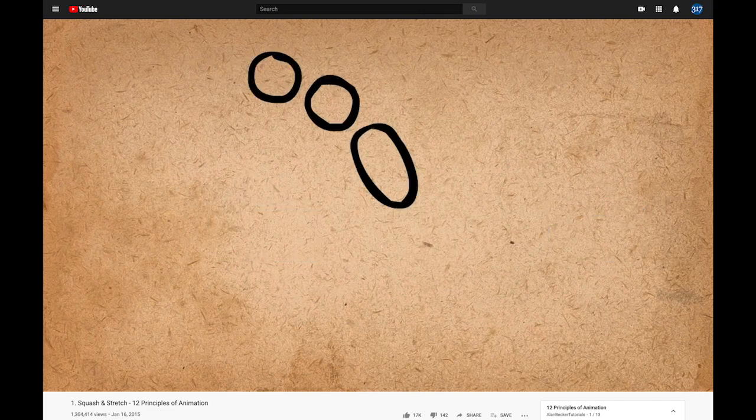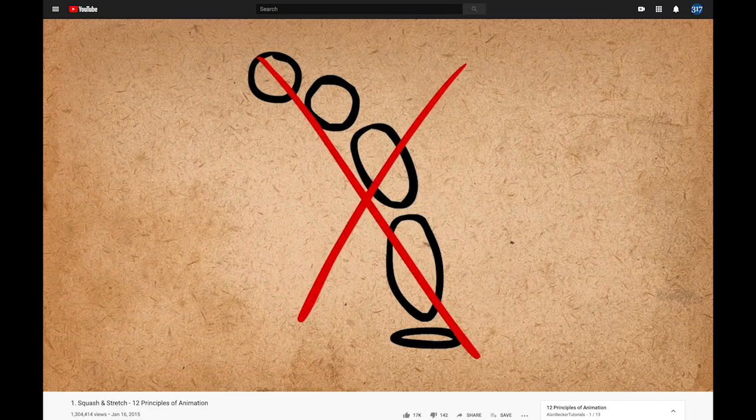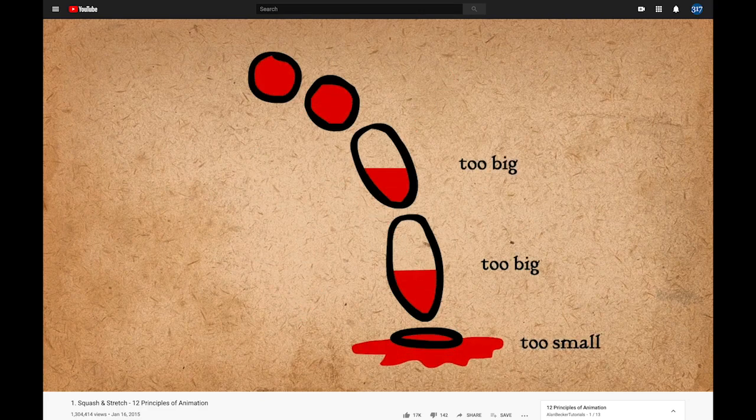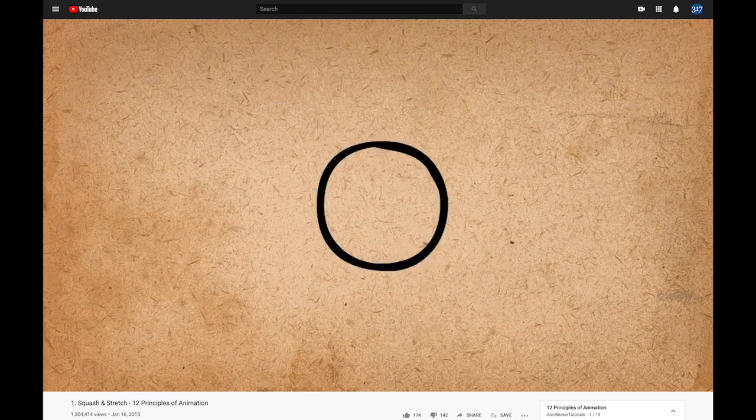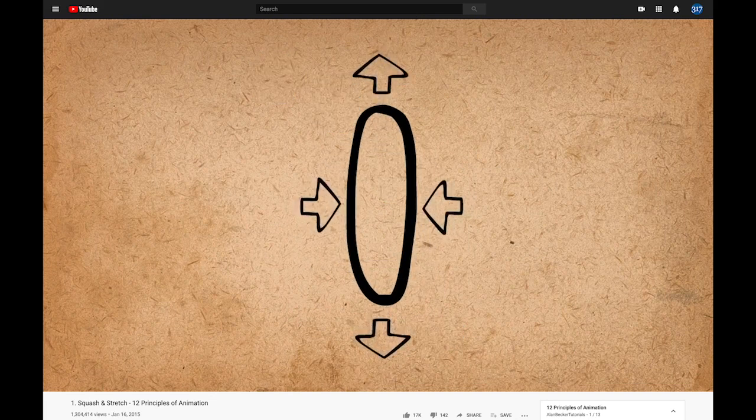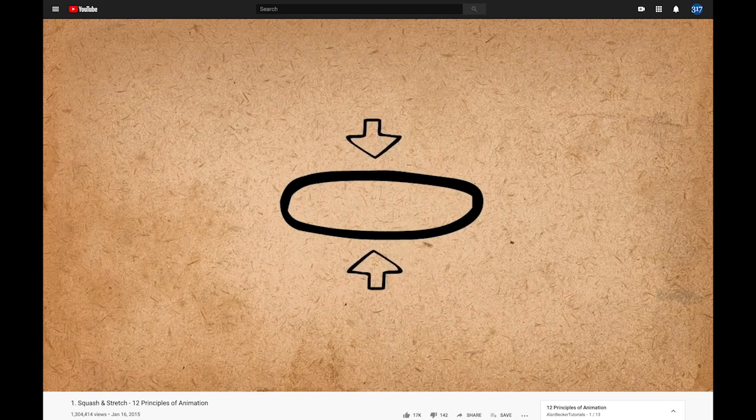They'll elongate the ball like this and flatten it like this. This is what you should not do. The overall volume of the ball must be the same. So as the ball gets longer, it also gets narrower. When it gets flatter, it also gets wider.